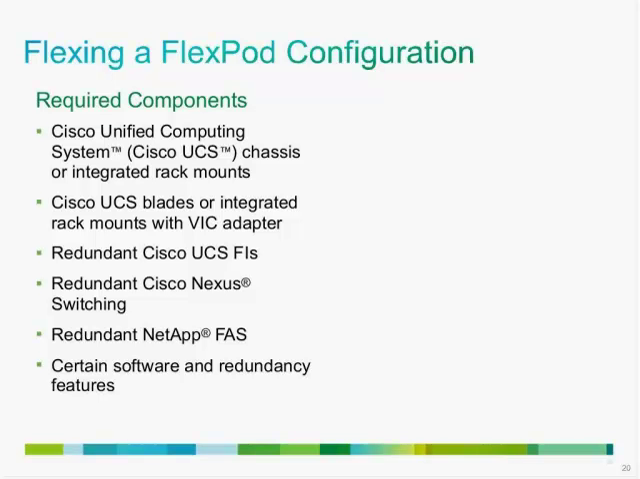We want to have at least redundancy at the Fabric Interconnect level. We want to have redundant Nexus switches. We want to have redundant FAS.